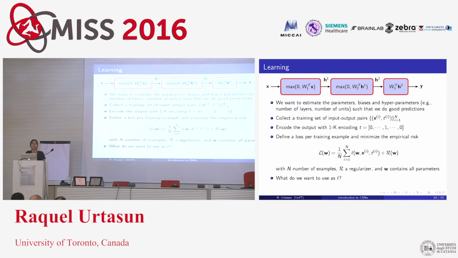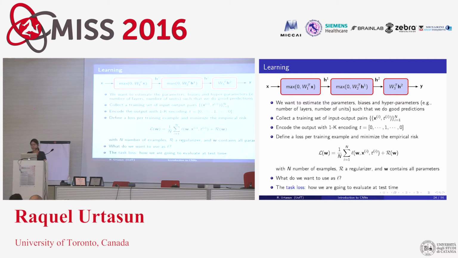What do all of you use? You use maximum likelihood, right? It's called cross entropy in neural nets, but it's exactly the same thing. You can show it mathematically, it's the same function, okay?